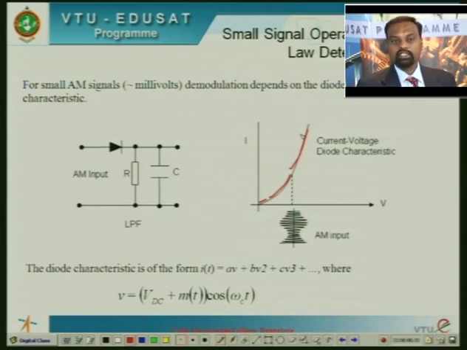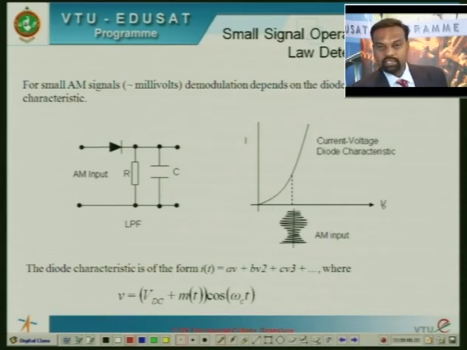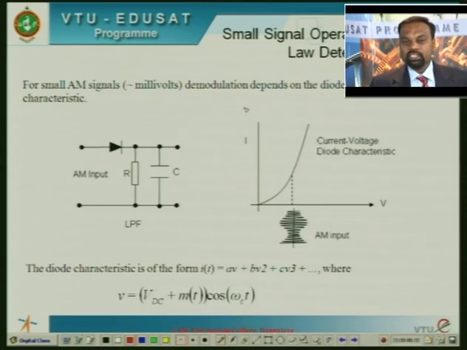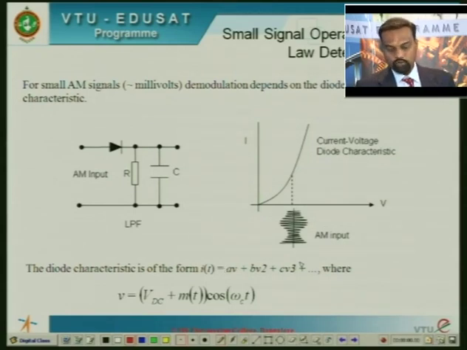If we consider the non-linear property of a diode, it is found that if the voltage increases and this voltage is trying to change the current across a diode, the relationship between the voltage and current is I of t equals AV plus BV square plus CV cube. So this property is called the square law property of a diode.